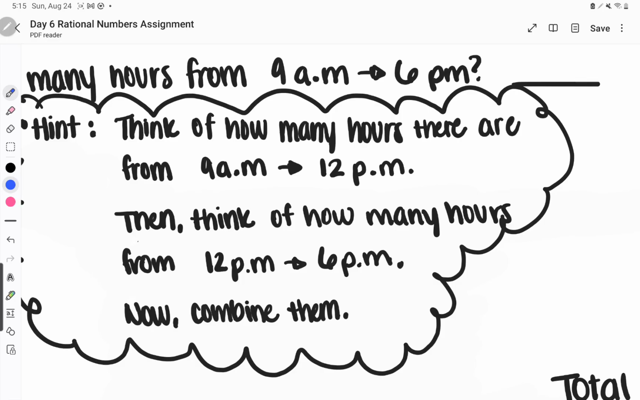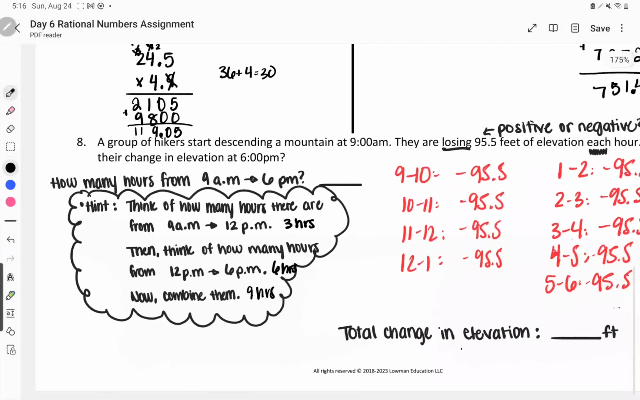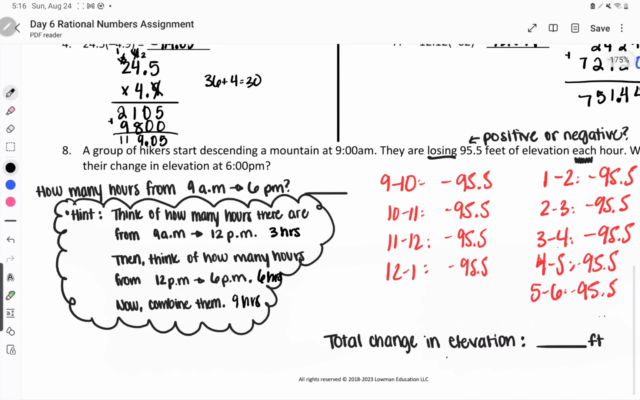So how many hours are there from 9 a.m. to 12 p.m.? From 9 to 12, that is a total of 3 hours. Then think about how many hours are from 12 p.m. to 6 p.m. That is a total of 6 hours. So altogether, 9 hours have passed. So what I would do is I would take negative 95.5 and multiply it times 9.